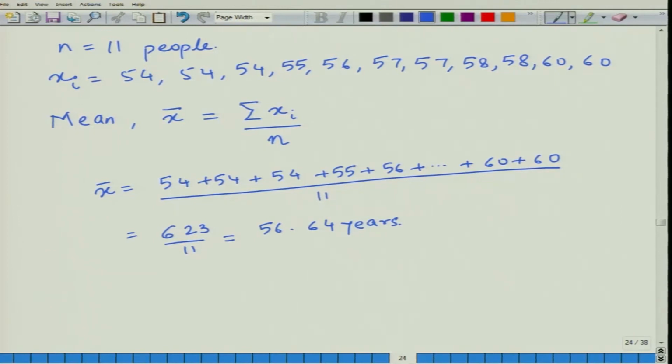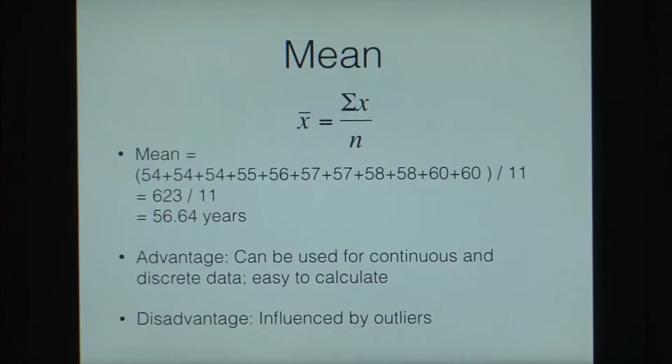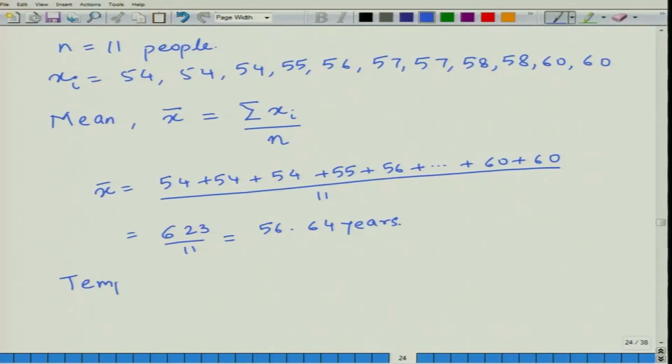Now, calculation of a mean is an easy task. Besides, it also has some other advantages. The advantage of using a mean is that it can be used for continuous and discrete data, and it is easy to calculate and interpret. When we say continuous and discrete data, what do we mean? Consider a variable called temperature.